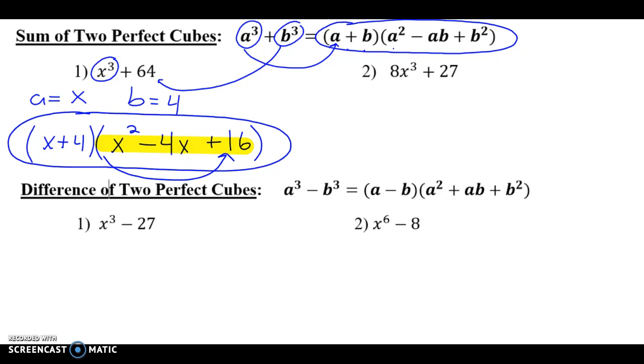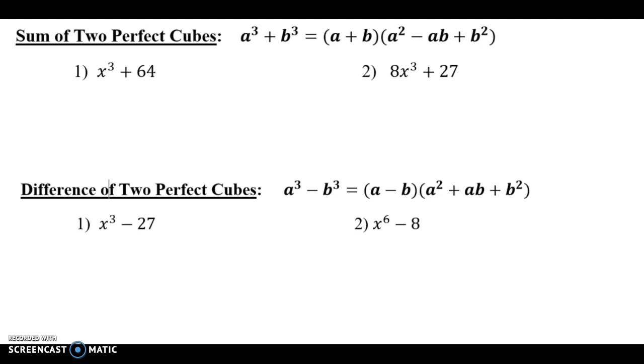Okay? So let's do one more of those together. So look at my first term. What times what times what is 8x cubed? 2x. Does everyone see that? 2 times 2 times 2, in other words, the cube root of 8. And then, Brayden, what is the cube root of 27? What times what times what is 27? 3.